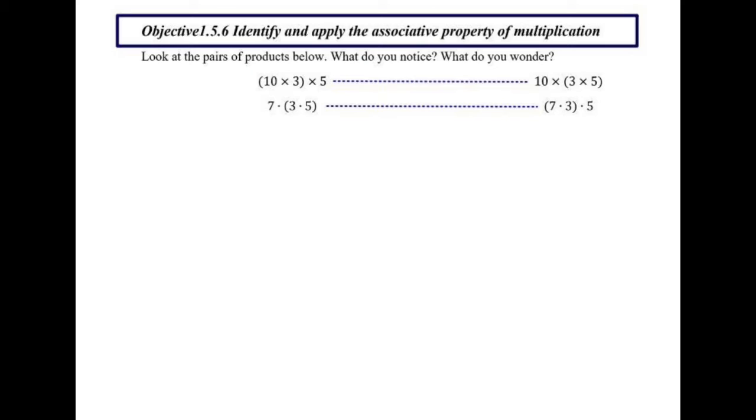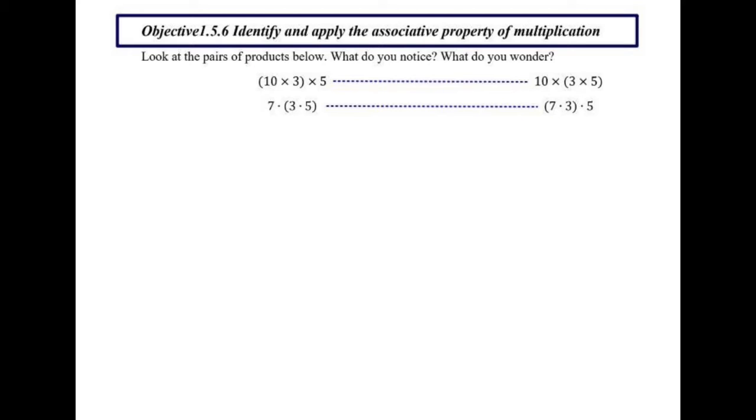Okay, so taking a look at these, you can see the 10 and the 3 are grouped together, and then the 5's on the outside of the parentheses. Over here, the 3 and the 5 are grouped together, and the 10's on the outside. It's still 10, 3, and 5, 10, 3, and 5. The parentheses have just moved around.